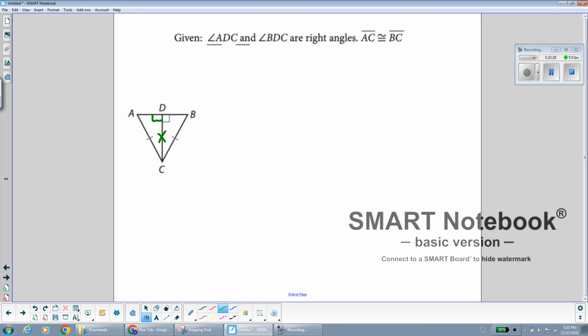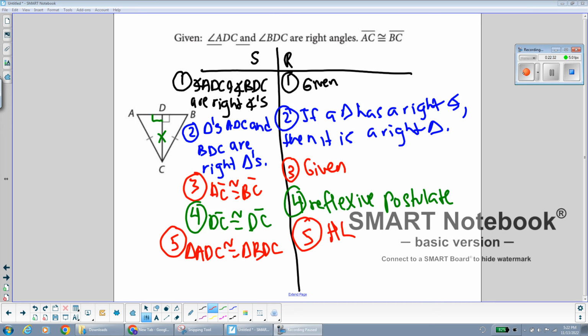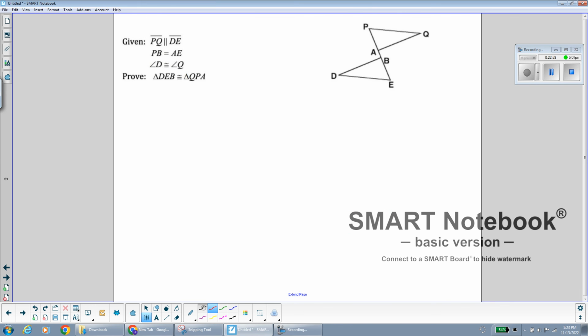Take a second and try to write up a proof that proves these two triangles congruent by HL. Notice that before I can use HL, since HL is specifically for right triangles, in my proof I do need to state that these two triangles, ADC and BDC, are right triangles. And my reason for that was if a triangle has a right angle, then it is a right triangle. Then after that, as long as I mention my congruent hypotenuses and my pair of congruent legs, I have everything I need for HL.